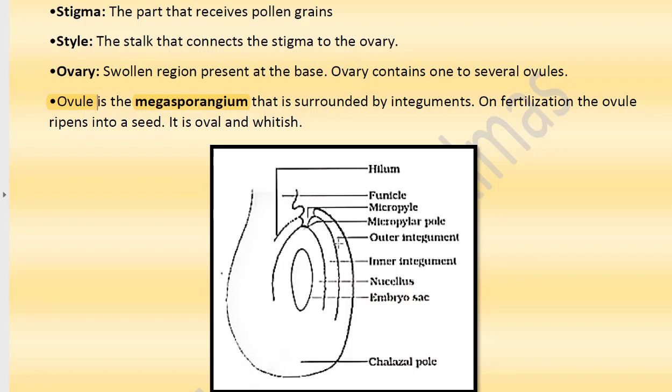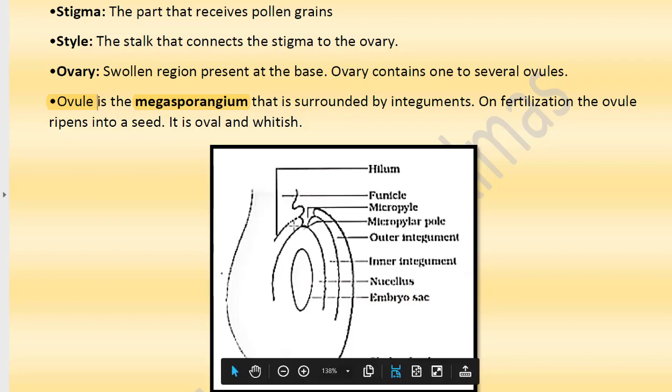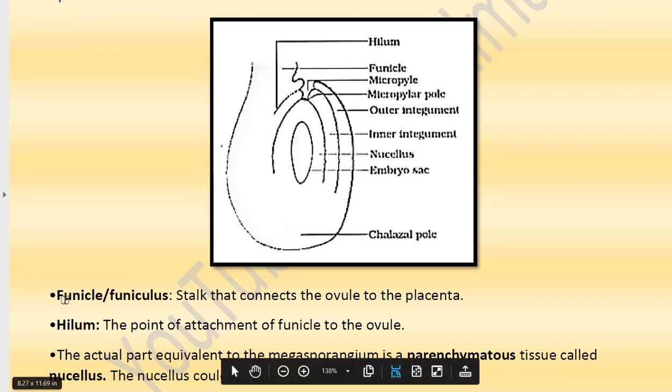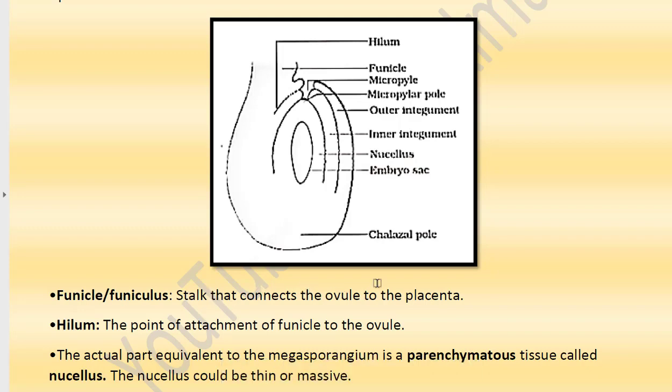Now what are integuments? Integuments are basically these foldings which you can see in the diagram. We are going to discuss this in detail now. The first part is your funicle or funiculus. This is the stalk that connects the ovule to the placenta. So I'll mark it over here. You can see this is your funicle. This funicle is actually the connection between the ovule and the placenta.